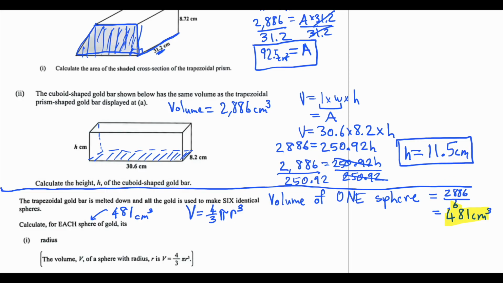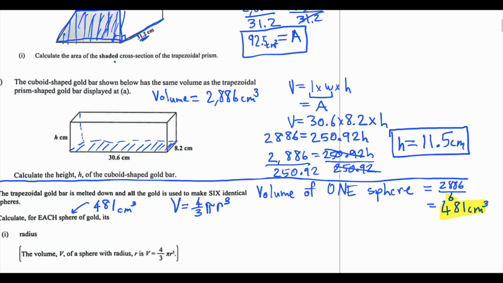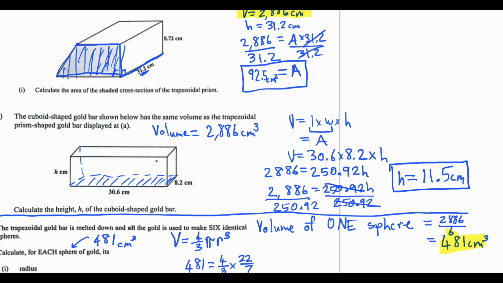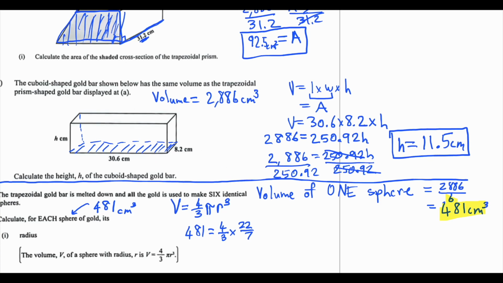All right, so let's try it now. You guys got it? You tried it? All right, so let's go through this now. So with the volume, I already have the volume, which is 481. So 481, which is equal to 4/3 multiplied by pi, which they told us is 22/7. Where did I get that from? Here. This is what they told us to use for pi, 22/7. And then what we're trying to find is r, which is to the power of 3.